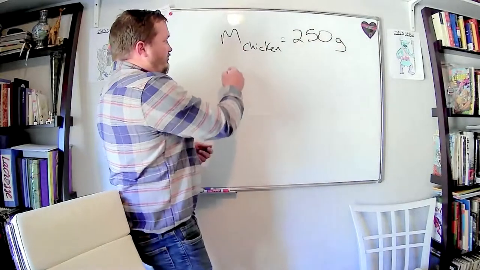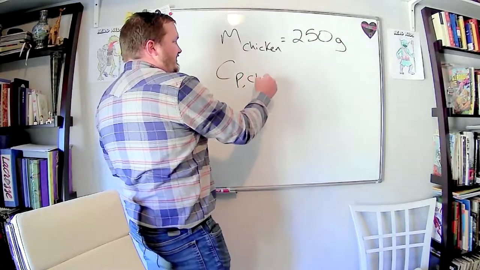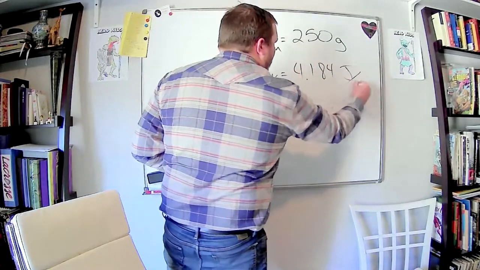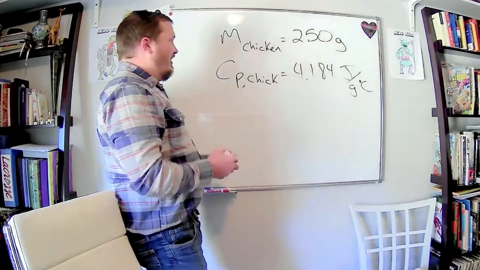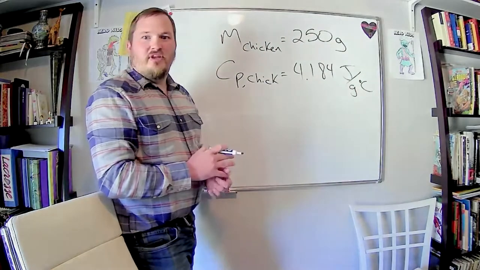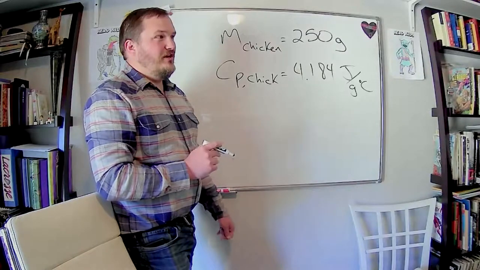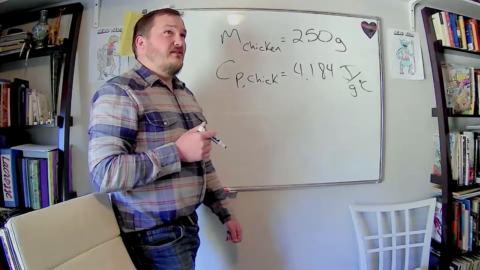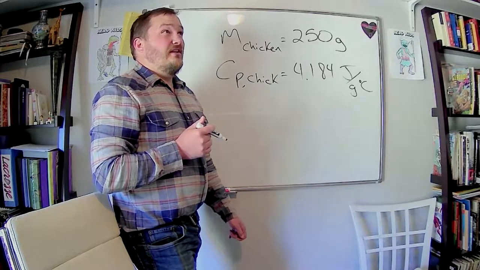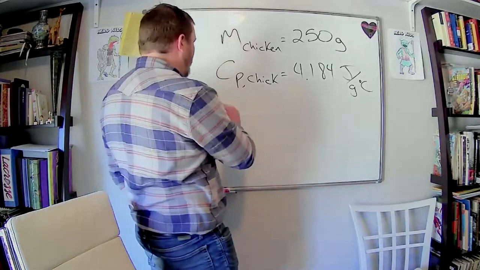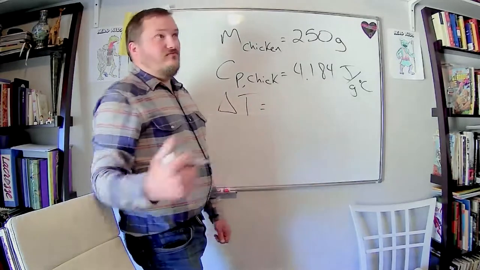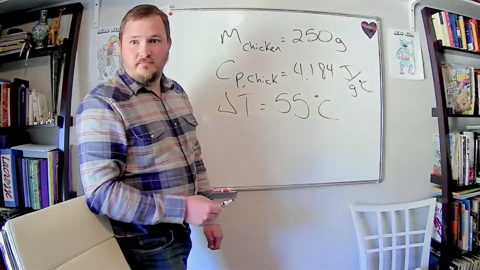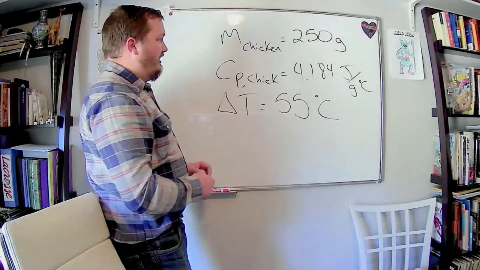And if we just assume that the specific heat of the chicken is the same as water, 4.184 joules per gram degree Celsius, and delta T, let's say we're going from room temperature, so 21 Celsius, and to get chicken fully cooked, you need to get it to 160 Fahrenheit, which we'll call roughly 75 Celsius. So from 20 to 75, call it 55 degrees Celsius. We can actually get a Q value for this, right?